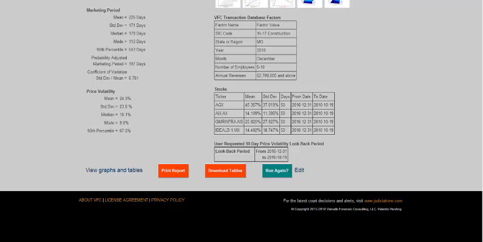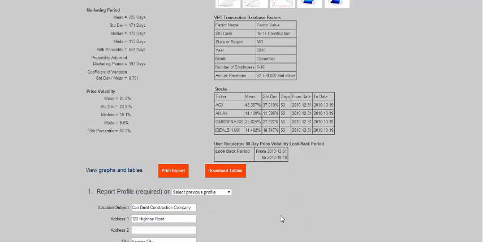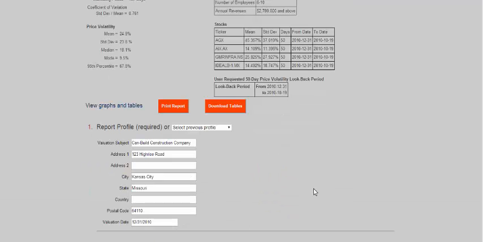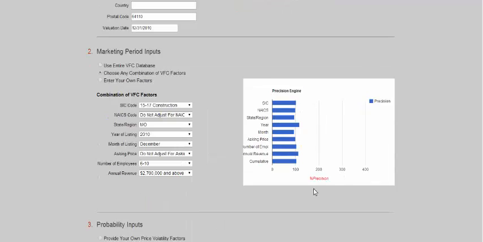Now let's try something else. If your engagement allows the use of the Book of Wisdom concept, it might be appropriate to base price volatility on a time period after the valuation date. Let's click the Run Report button again. For this example, I will select the 6-month period from January 1 to June 30, 2011.